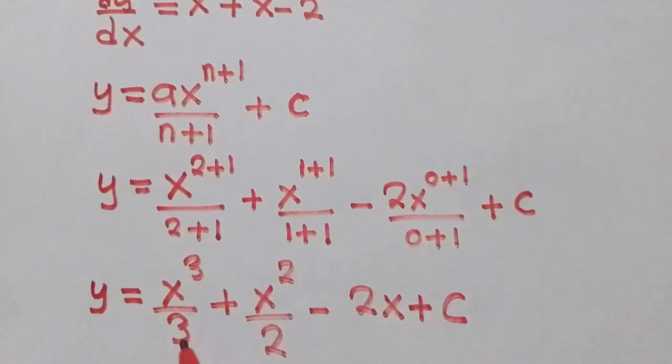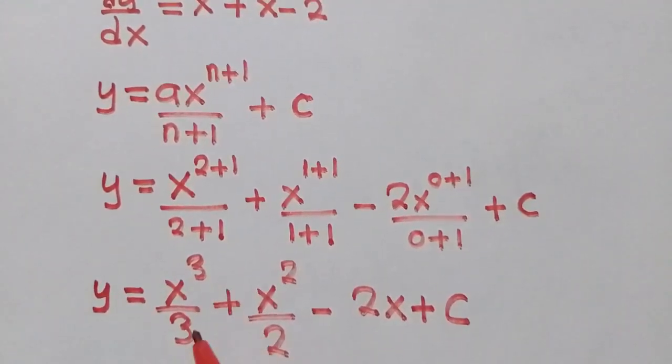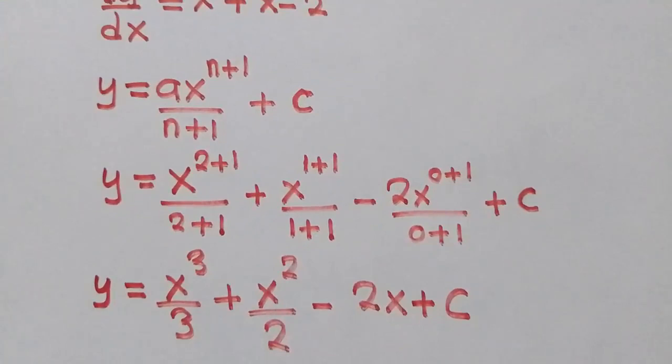So these two cannot cancel out. These are mistakes that we get to make. When you cancel out these, then everything will be wrong. So these are mistakes that we get to make in an exam. So let's make sure that we avoid these mistakes. So this is x cubed over 3 plus x squared over 2 minus 2x plus 3.